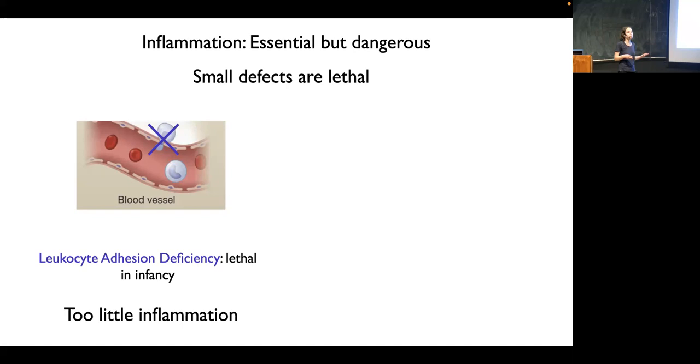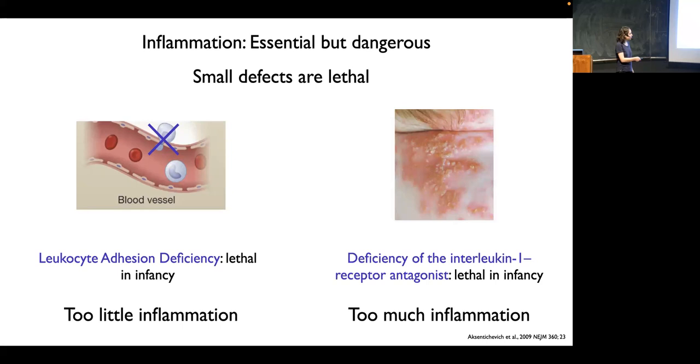On the other hand, it's also possible to be born with a mutation that takes out one of several repressors of a particular important pro-inflammatory cytokine, or signaling protein. If you're missing this repressor, then you have rampant hyperinflammation, in this case primarily of skin and bone. And this is also lethal in infancy if not treated.